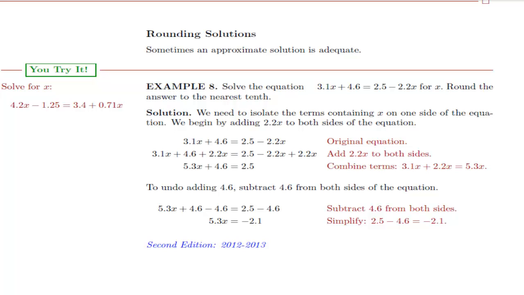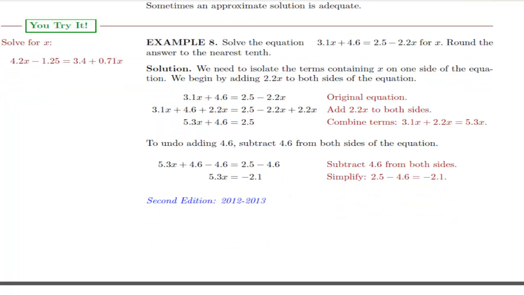We begin by adding 2.2x to both sides of the equation. So on the left we have 3.1x plus 4.6 plus 2.2x, which results in 5.3x plus 4.6 on the left. And on the right we have 2.5 minus 2.2x plus 2.2x, which results in a 2.5 on the right.